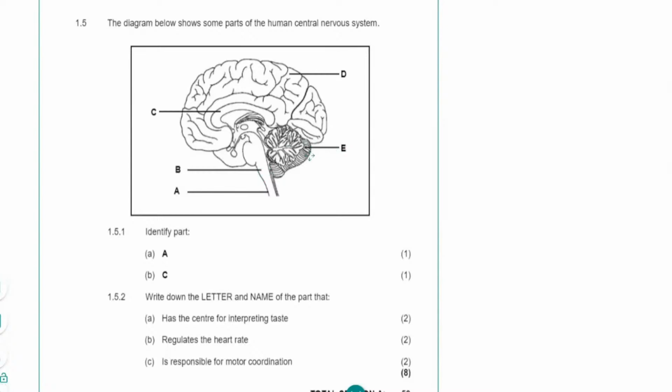Then E also has another function: it coordinates all voluntary movement. Coordinates, not control, voluntary movements. For example, walking and running. Corpus callosum is responsible for connecting the two hemispheres, not the north and south hemisphere. No, this is not geography. It's responsible for connecting the left and the right hemisphere, because these hemispheres require communication between the two. It allows communication between the two hemispheres.